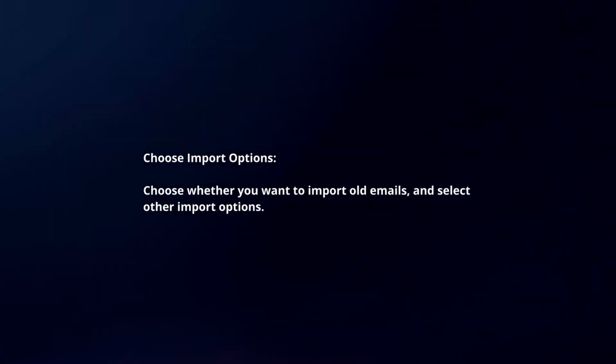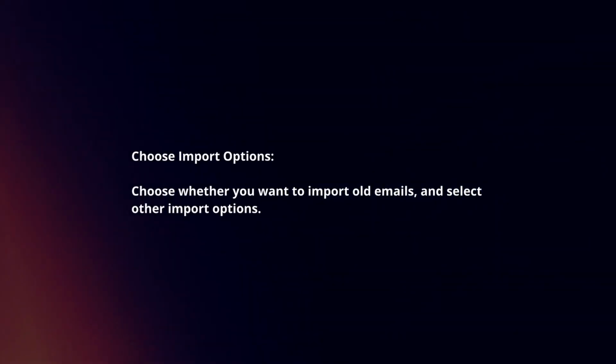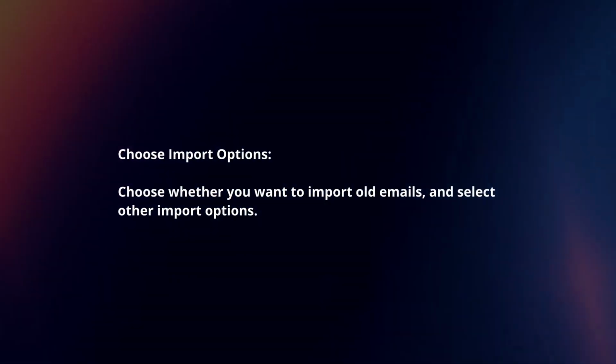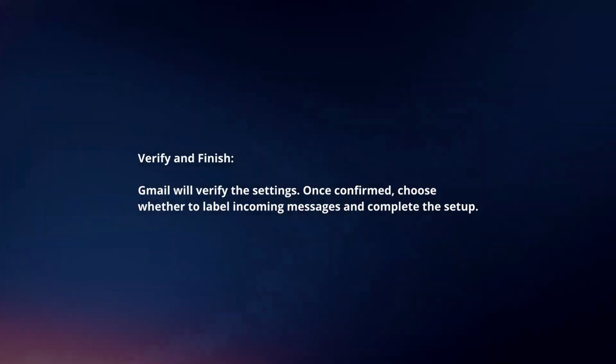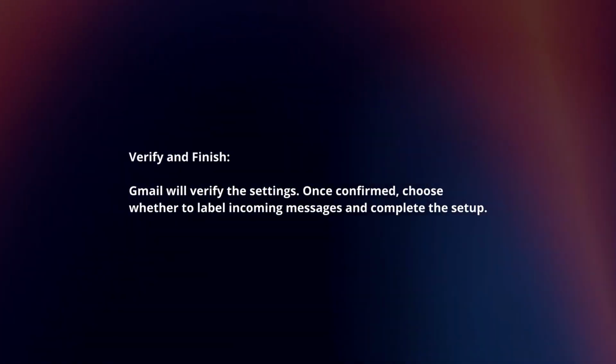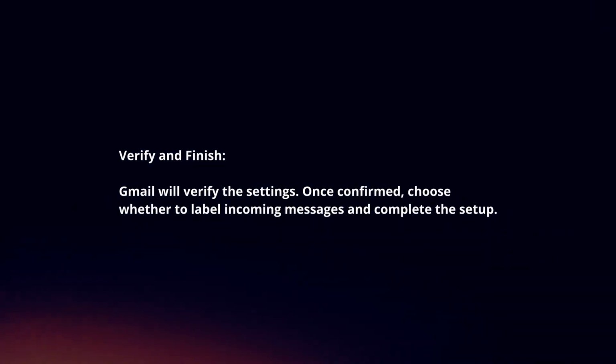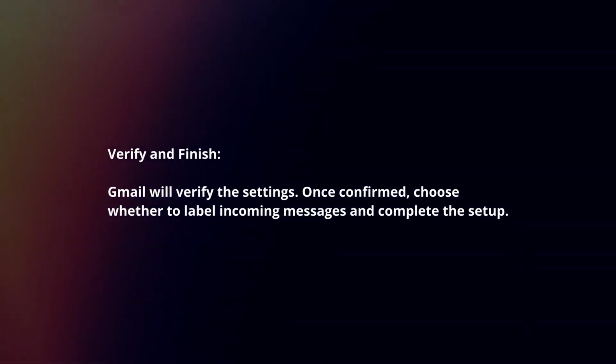Choose import options. Choose whether you want to import all the emails and select other import options. Verify and finish. Gmail will verify the settings. Once confirmed, choose whether to label incoming messages and complete the setup.